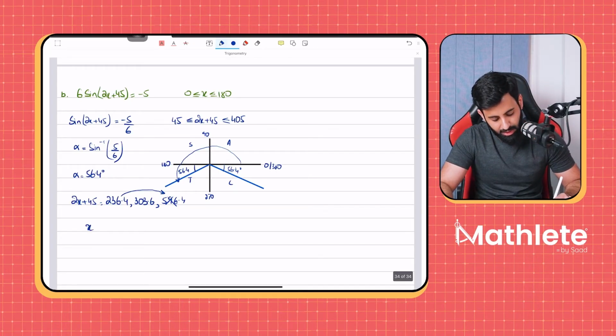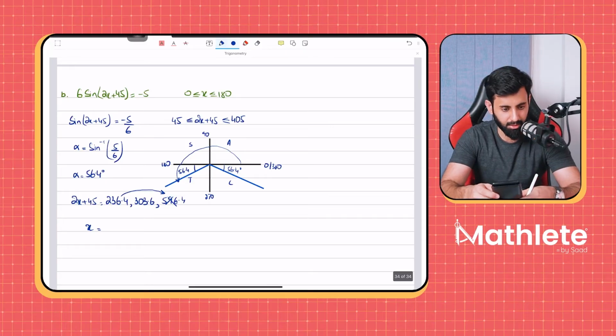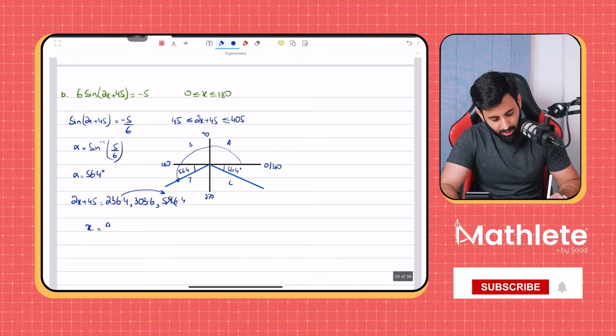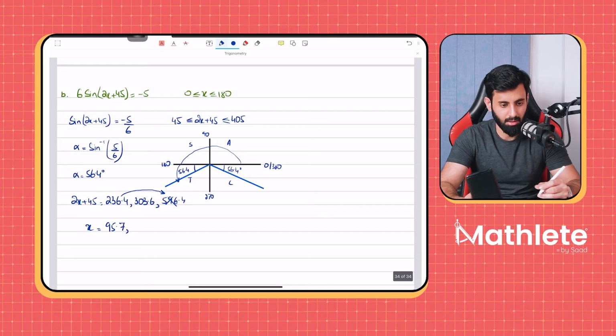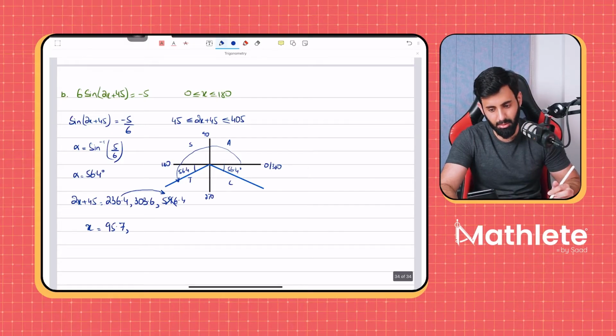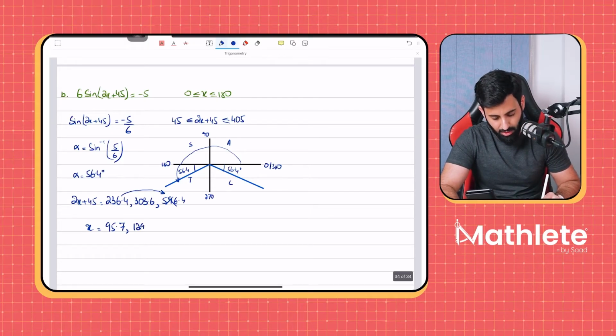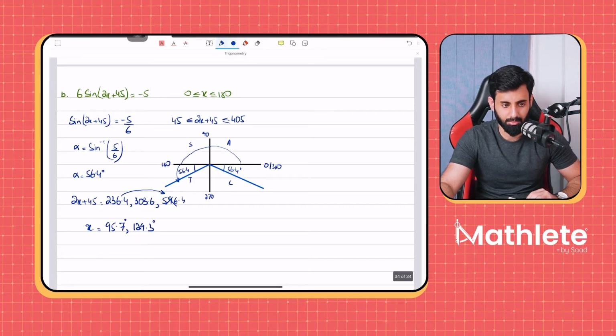And then the next step, we start finding out the values of x, for which all we've got to do is subtract 45 and divide by 2. So 236.4 minus 45, divide by 2, we get 95.7. And then 303.6 minus 45, divide by 2, we get 129.3. That's it. That's your answer.